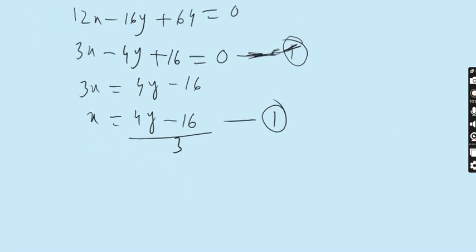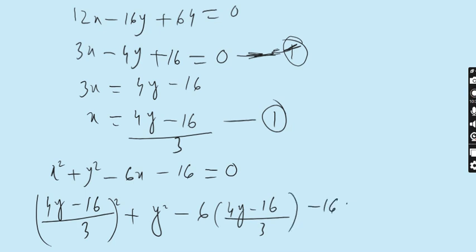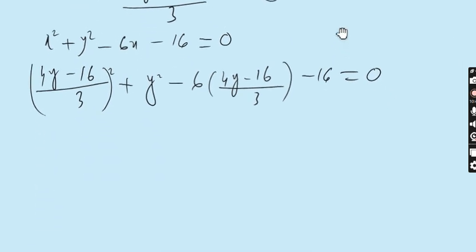So what is the equation of the circle? Two equations I am putting in this equation. x square plus y square minus 6x minus 16 is equal to 0. So x we obtained, (4y minus 16 upon 3) whole square plus y square minus 6 times (4y minus 16 upon 3) minus 16 is equal to 0. Simplify this equation and make it a quadratic equation of one variable.